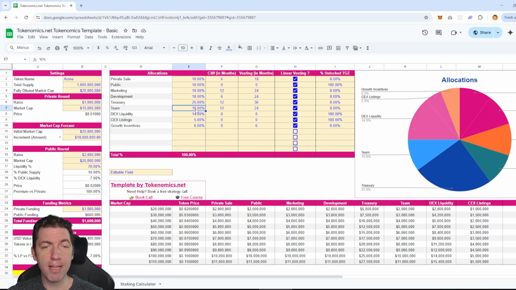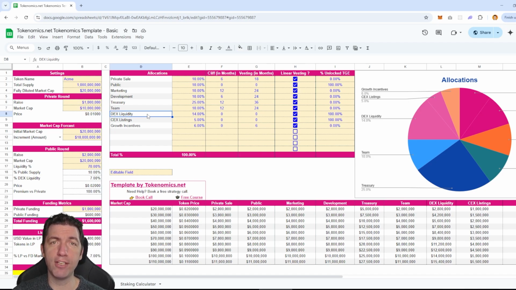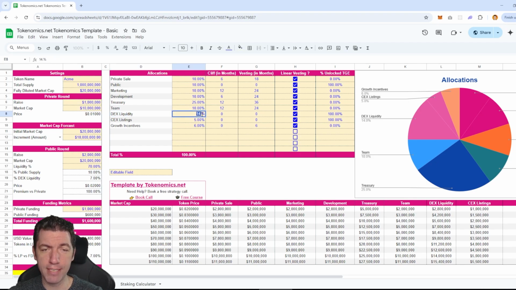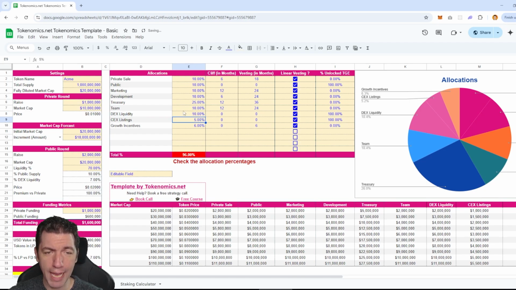We can look at our team allocation. It says here 10%. This is actually pretty normal. I don't like to see higher than 10% to the team. That's just my personal preference, and also a lot of people in the public also don't like that. If we look at our DEX liquidity, these are the tokens that we're going to need to put inside of our liquidity pool when we're live on the decentralized exchange. We'll talk about that in another video, but here I'm going to go ahead and set this up just to be 10%. Okay, you can see here I have some additional tokens left over.